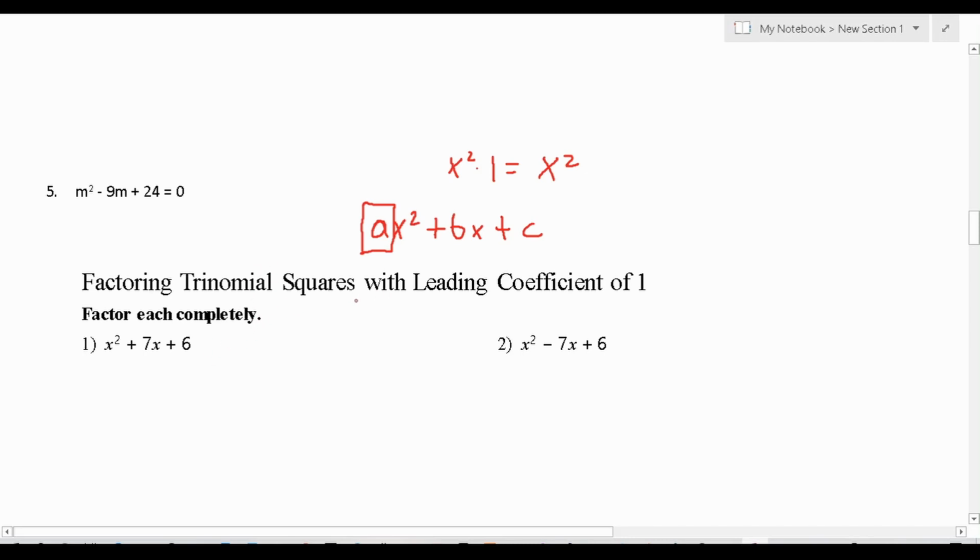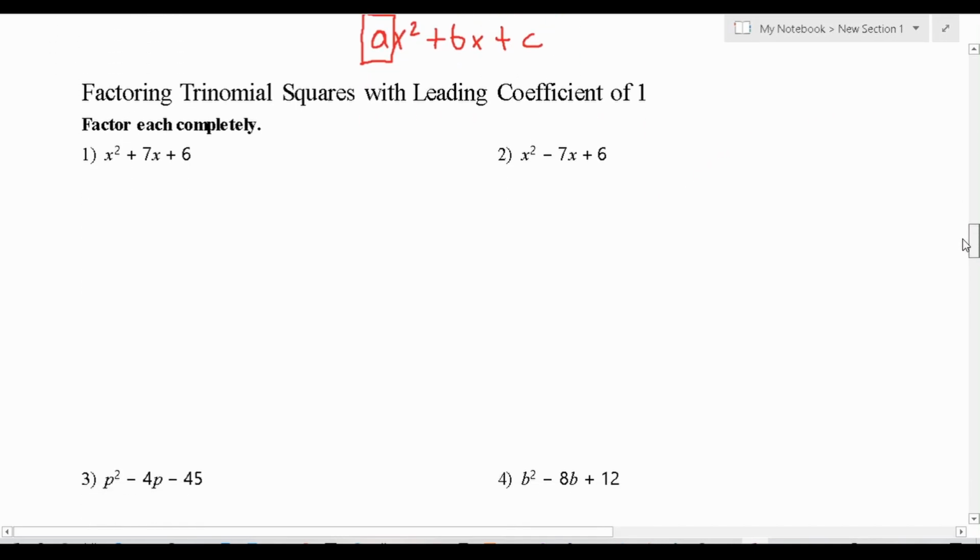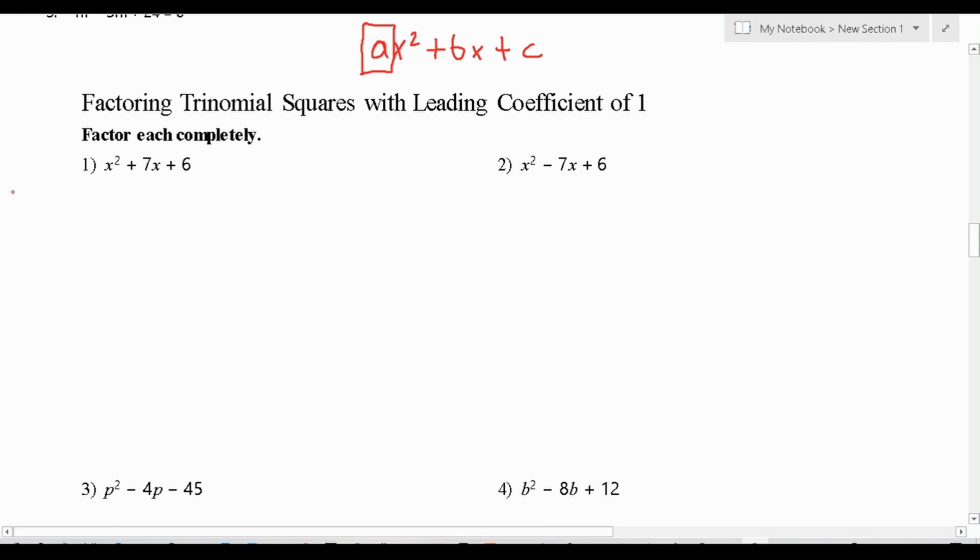Let me start by solving number 1 with the quadratic formula to show you how that works, and then we'll do it with factoring to show you how much quicker that is. So again, in case you forgot, the quadratic formula is negative b plus or minus the square root of b squared minus 4ac all over 2a.